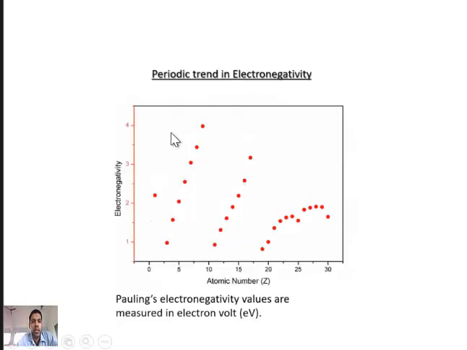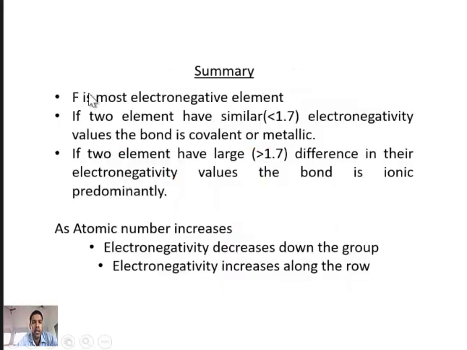We can observe that for atomic number 9, that is for fluorine, the electronegativity value is highest. Thus, we can conclude that fluorine is the most electronegative element. If the difference between the electronegativities is less than 1.7, then the bond is covalent or metallic. And if the difference between the electronegativities is more than 1.7, then the bond is predominantly ionic.